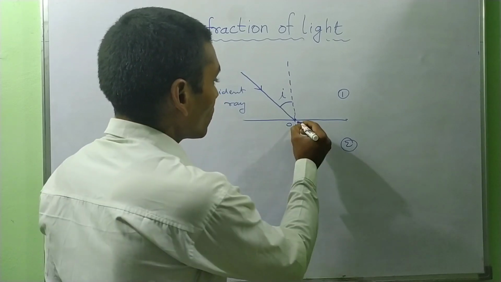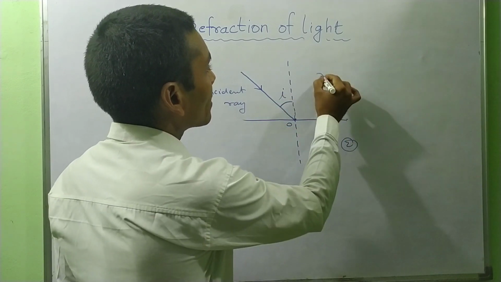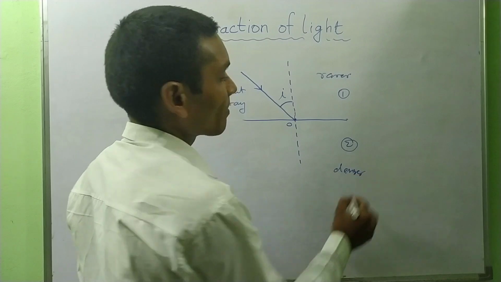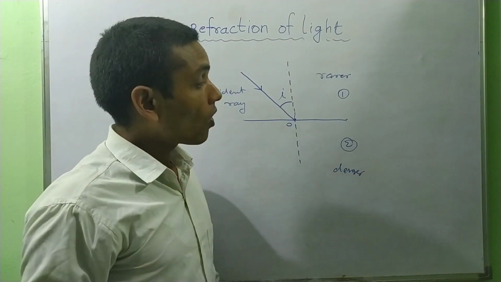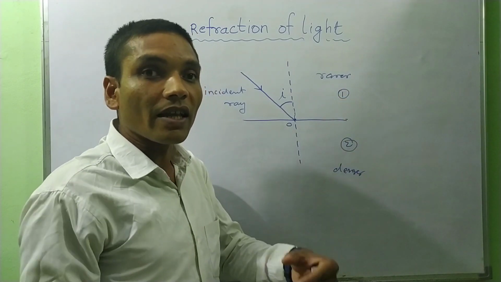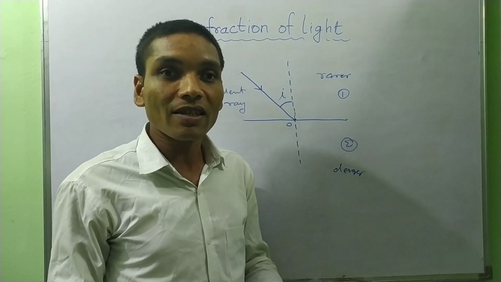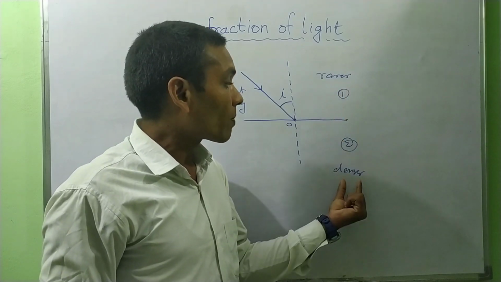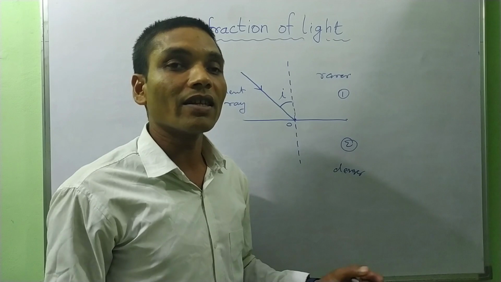So if this is the rarer medium and this is the denser medium. Denser medium means optically denser and rarer means optically rarer. The optical density of the rarer medium is less than the optical density of the denser medium. This is not mass density.